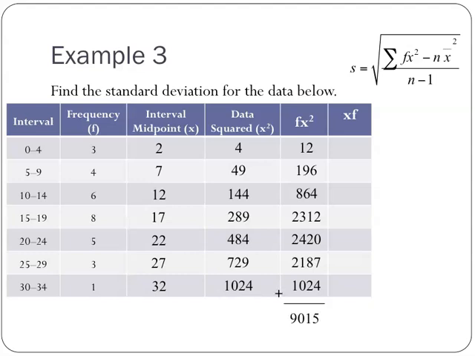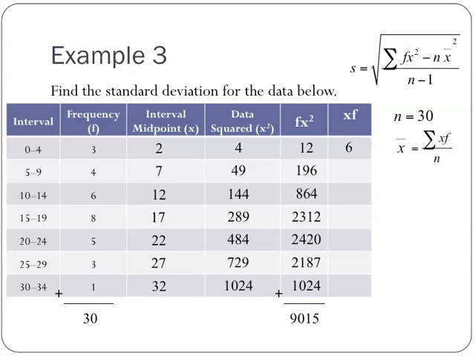That's 9,015. We also need to know how many data points we are actually working with. Well, that is simply the sum of all the frequencies. So adding those all up, we have 30. And then we also need to know what the average, x with the bar over it, is equal to. Well, to do that, we need to find the average of a grouped distribution. So we need to find what x times f is and divide it by 30.